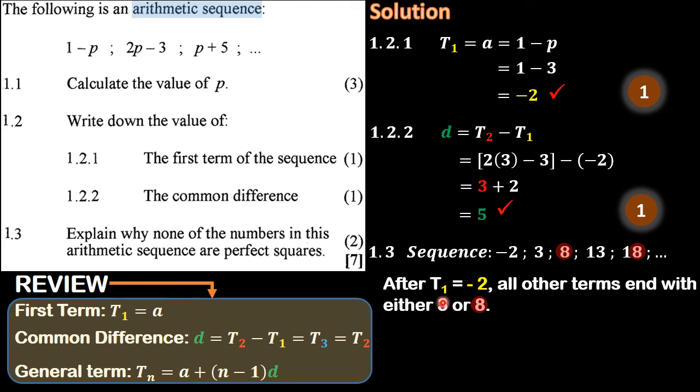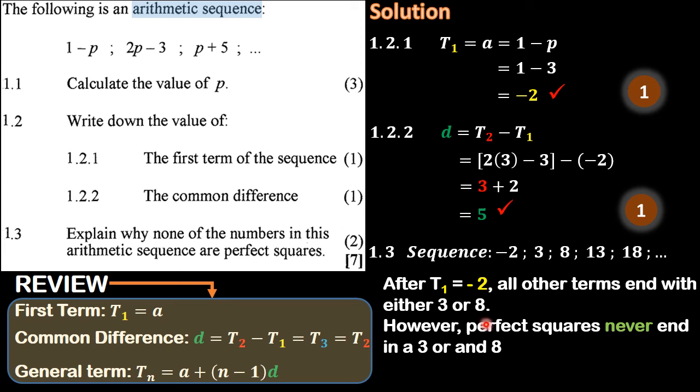So now let's check. What does this tell us? If you check all the perfect squares, 1, 4, 9, 16, 25, 36, so on and so on, none of the perfect squares will actually end with an 8. There is no perfect square that will actually end with an 8. As a result, because these terms either end with a 3 or an 8, it means you will never have a perfect square. You will never have a perfect square that will end with an 8 or a 3. Thus, it means none of the numbers in this arithmetic sequence that has a common difference of 5 and first term of minus 2 are perfect squares.